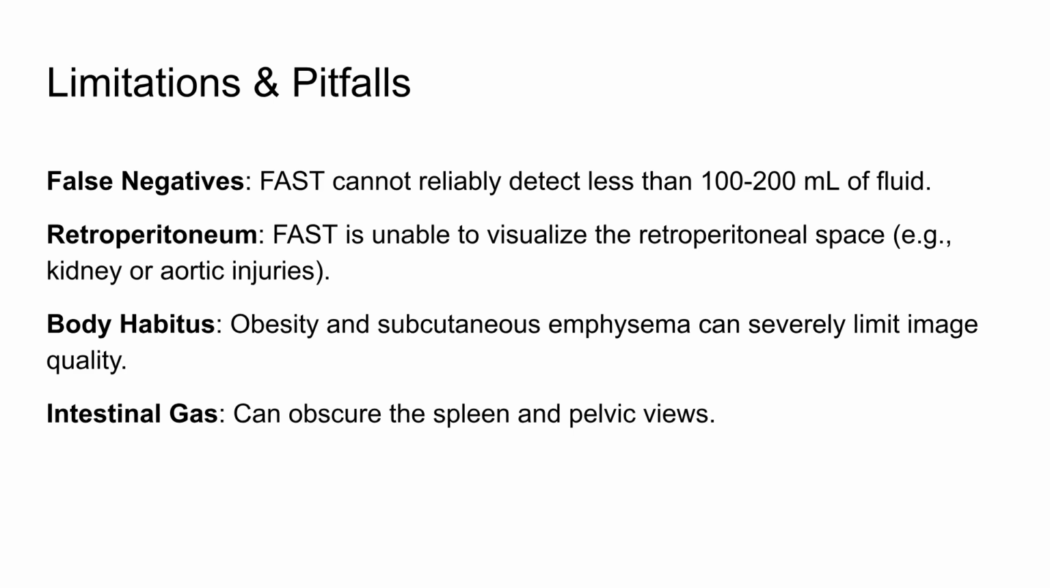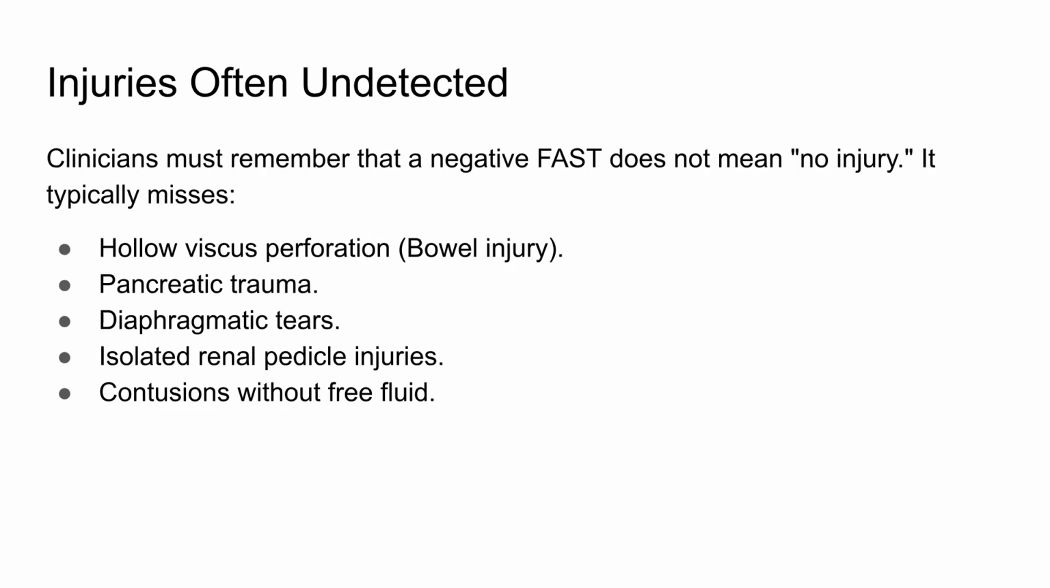Limitations and pitfalls include false negatives, as FAST may miss less than 100 to 200 milliliters of fluid. It cannot visualize the retroperitoneal space, and body habitus or intestinal gas can obscure views. A negative FAST does not mean no injury. Injuries often missed include hollow viscus perforation, pancreatic trauma, diaphragmatic tears, isolated renal pedicle injuries, and contusions without free fluid.